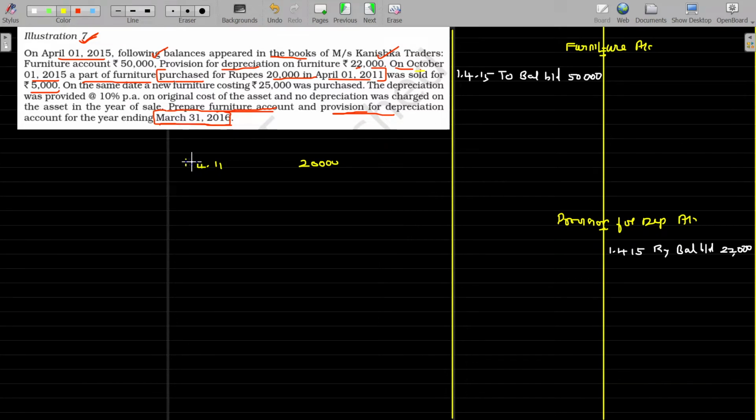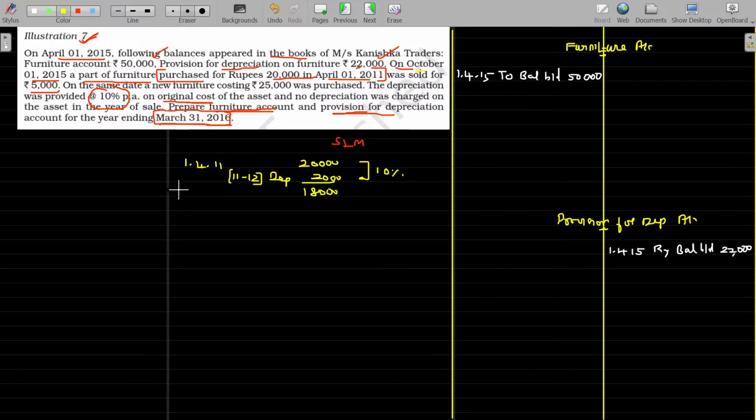Now, what could have been the provision for depreciation for this asset? If the rate of depreciation here is 10% per annum, apply the same rate year after year. For the year 11 and 12, the depreciation is 10% on this, 2,000 rupees. What sort of depreciation? 10% per annum on original cost. So SLM method of depreciation is to be followed. And automatically after this, the value is 18,000 rupees.